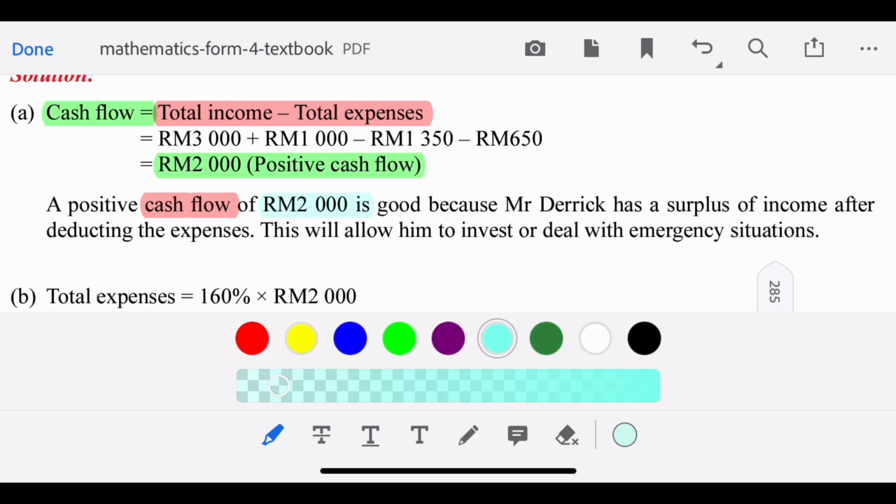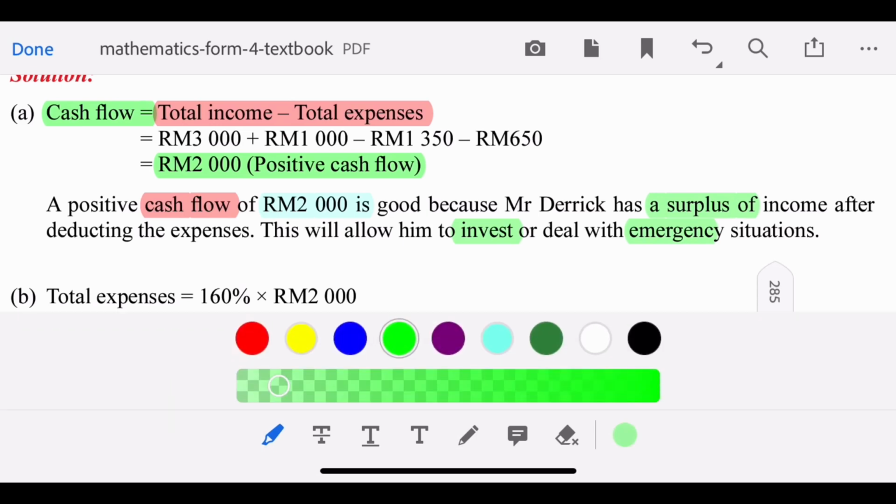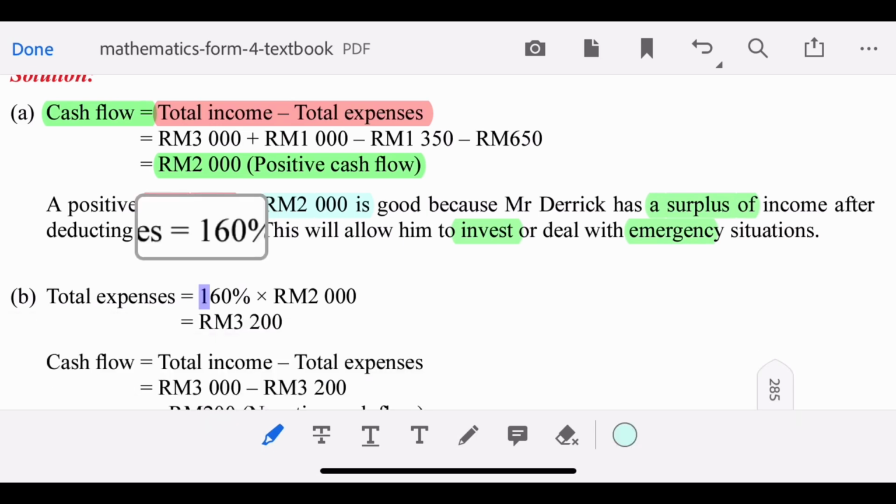S-U-R-P-L-U-S. There's a plus there. It means positive. Remember, surplus of income after deducting the expenses. This will allow him to invest. So you have to explain. You can use the money to invest or for an emergency situation. So that's how you answer the question. When they ask you to explain, you have to write the sentence.